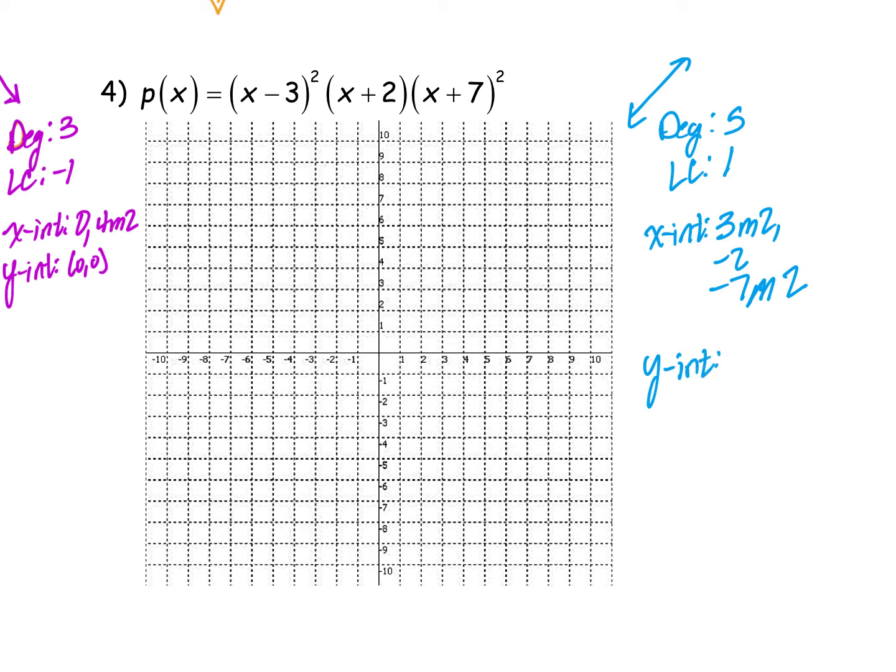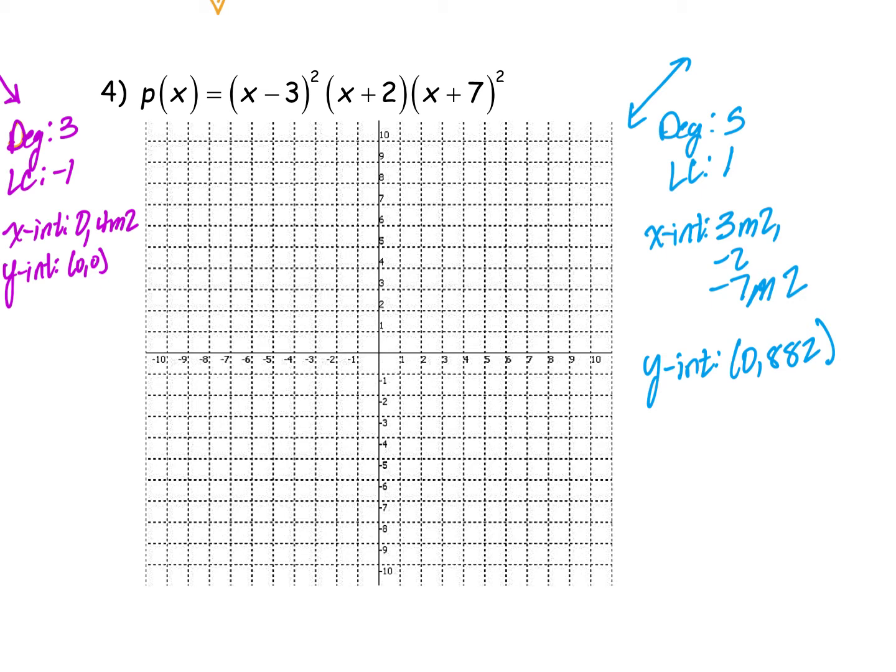Y-intercept. Okay, so that's 9 times 2 times 49. Ooh, 882. Wow, okay.